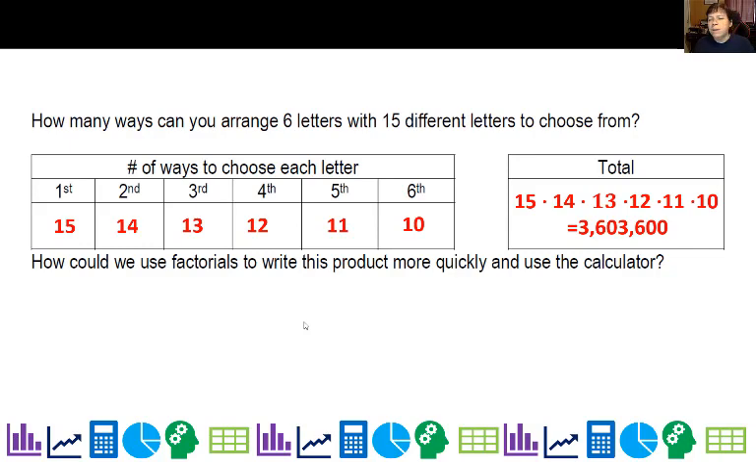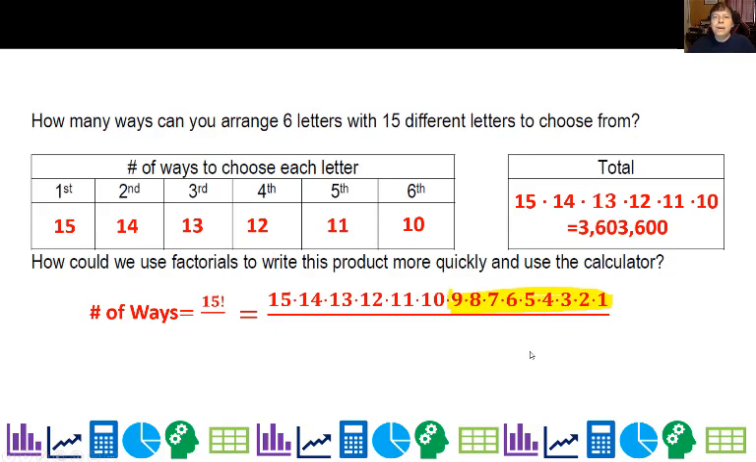Is there a way we could use factorials to write this product more quickly and use the calculator? Well, sure. If I did 15 factorial, the problem is I've got too many digits. Look, I've got all these and I don't want them. How can I get rid of digits in a multiplication problem? Some of you might say subtract, but because I'm multiplying, what's the opposite of multiplying? It's dividing, right? So all of those simplify out, and I'm only left with 15 times 14 times 13 times 12 times 11 times 10. Notice that this 9 is just 15, the number up here, minus the 6.